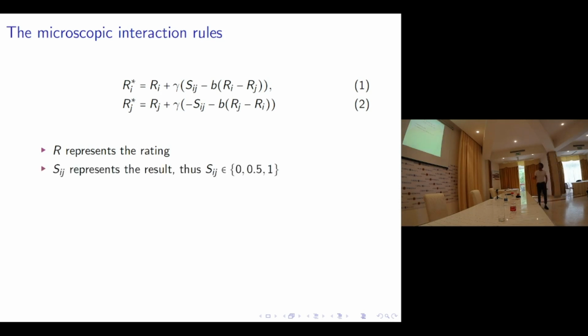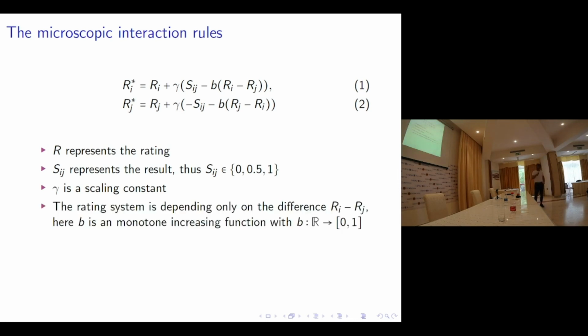So S_ij is the outcome: 0 for a loss, 0.5 for a tie, and 1 for a win. And gamma is a scaling constant. It can be seen as the maximum amount of points. It's here in front of the bracket, and it's usually quite small compared to the rating. So obviously, this is something we will use in the limit process.